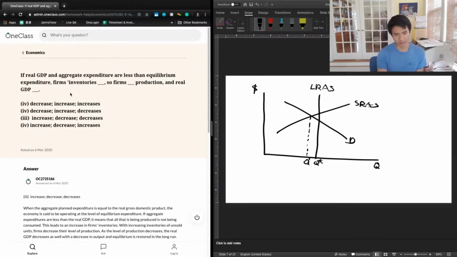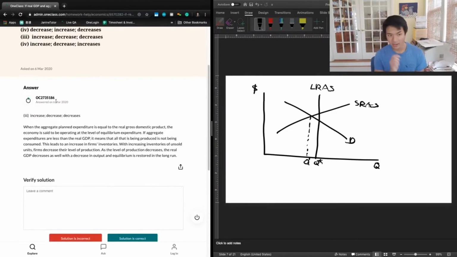Let's take a look at the previous tutor's answer. So the previous tutor said, when the aggregate planned expenditure is equal to the real GDP, the economy is said to be operating at the level of equilibrium expenditure. If aggregate expenditures are less than real GDP, it means that all that is being produced is not being consumed. This leads to an increase in firms' inventories. With increasing inventories of unsold units, firms decrease their level of production. As the level of production decreases, the real GDP decreases as well with a decrease in output, and equilibrium is restored in the long run.